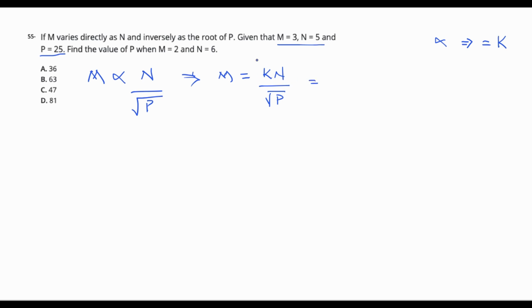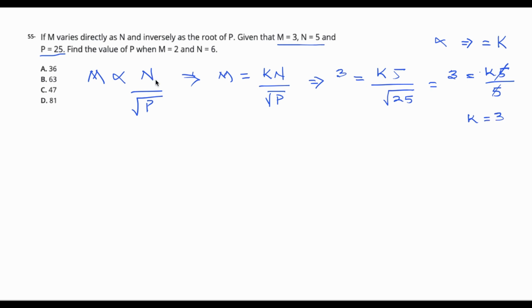So if we substitute these values into this equation, we have that m is equal to 3, which is equal to, we don't know our k, that's what we're still looking for, n is equal to 5, and we have that p is equal to 25, so the square root of 25. So this is equal to 3 equals k times 5 over the square root of 25, which is equal to 5. So if this cancels out this, we know that our k is equal to 3.